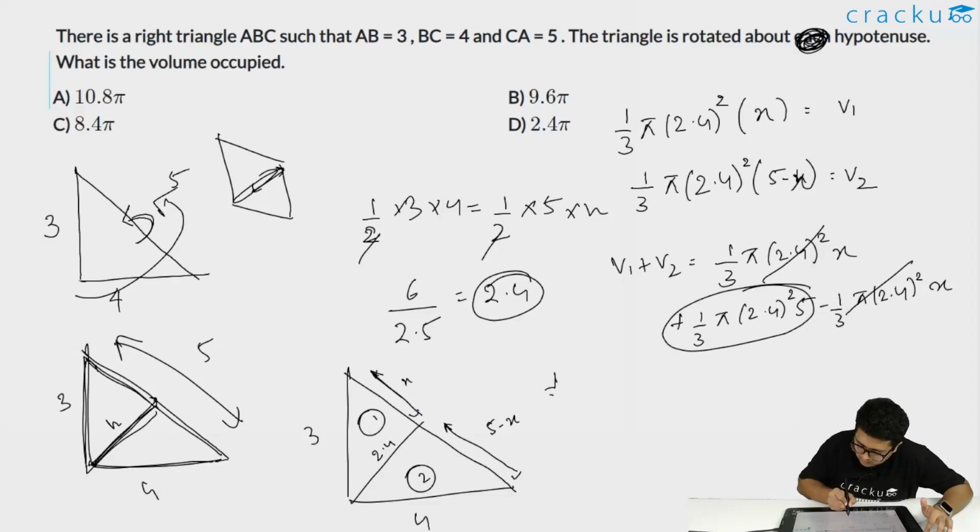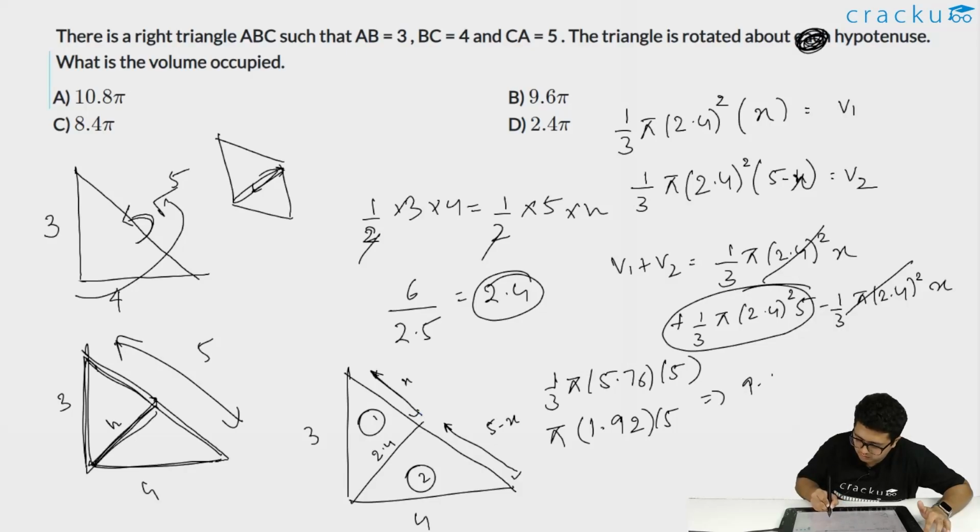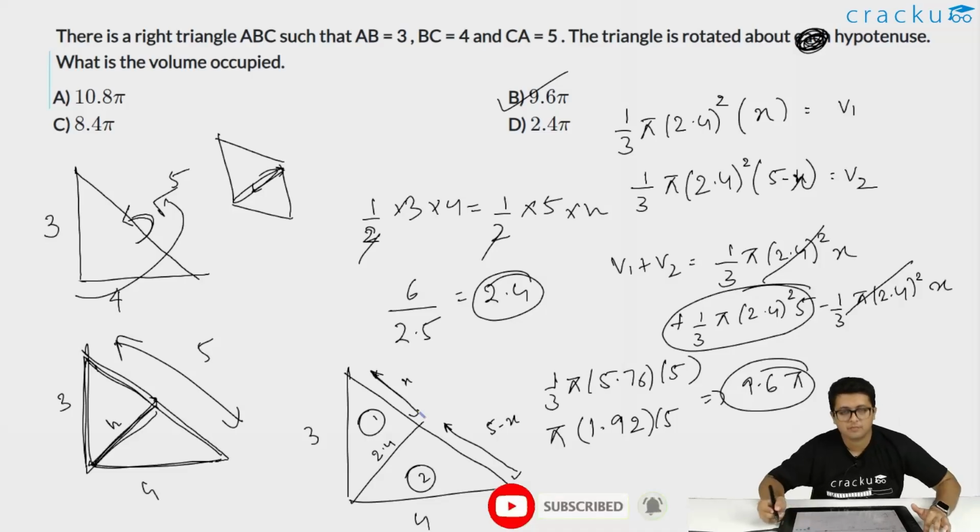So the total volume would be this. 1 by 3 into pi into 2.4 square would be 5.76, into 5. Dividing this by 3, you will get 1.92 into 5, into pi. So this will be basically 9.6 pi.